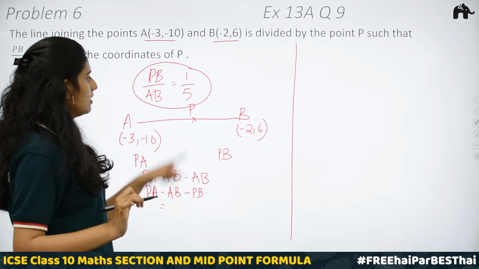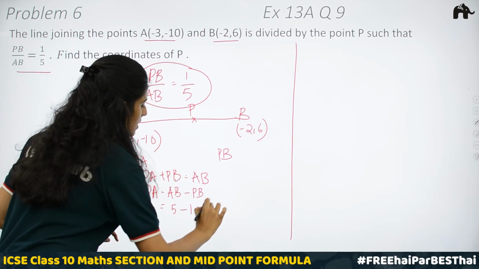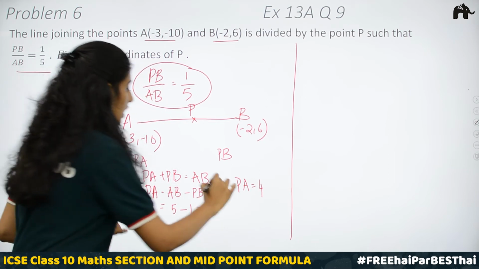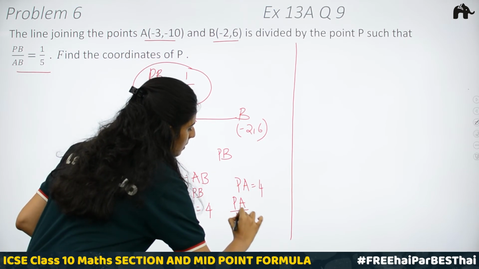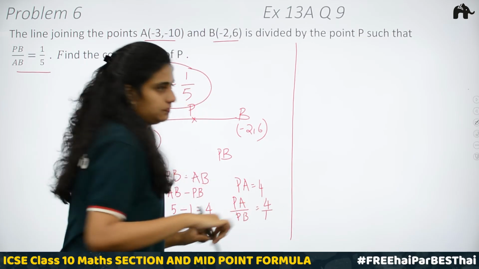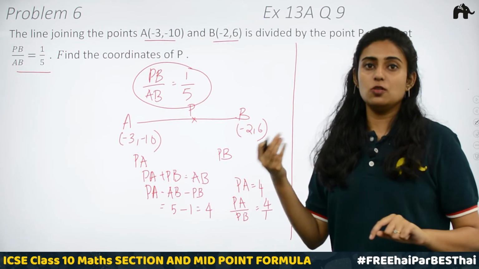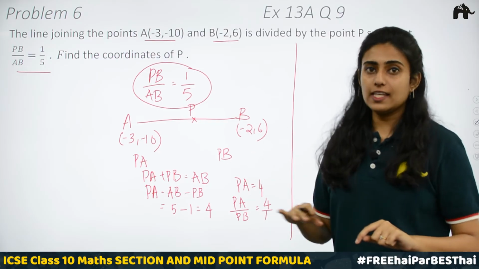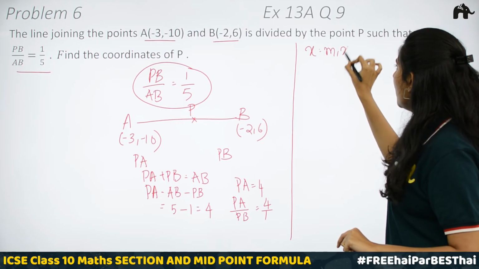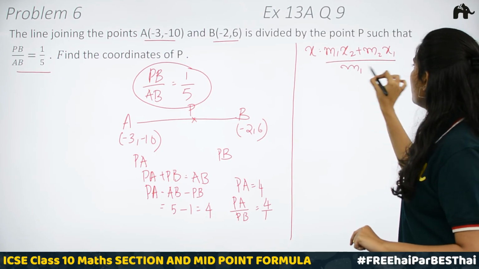What is AB here? AB is 5. 5 minus PB 1, that is equal to 4, which means PA is equal to 4. Then the ratio PA by PB, which is M1 is to M2, will be equal to 4 by 1. We got the ratio. Now we need to find the coordinates of P. That is, using the section formula, we will find what X and Y are. X is equal to M1 X2 plus M2 X1 divided by M1 plus M2.